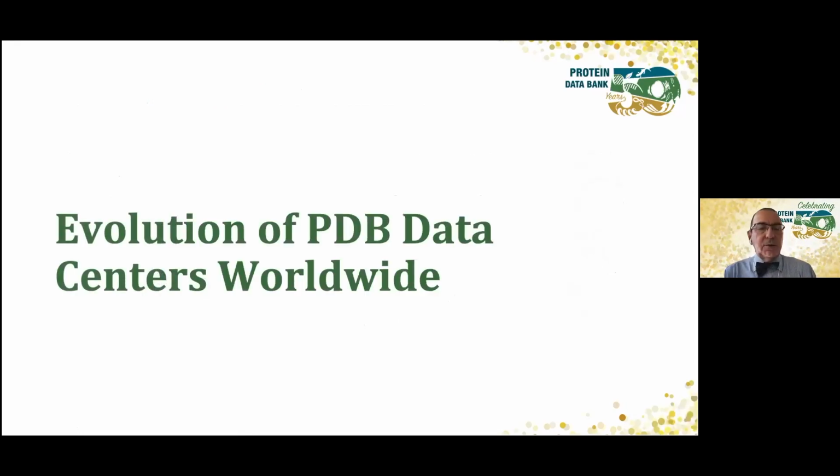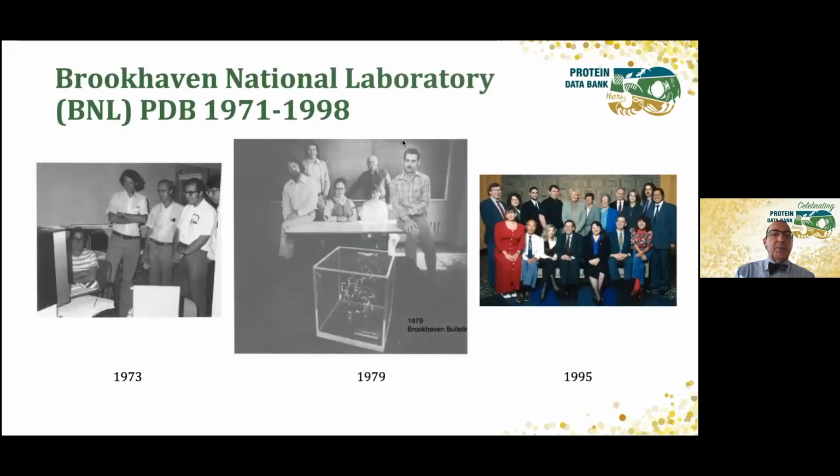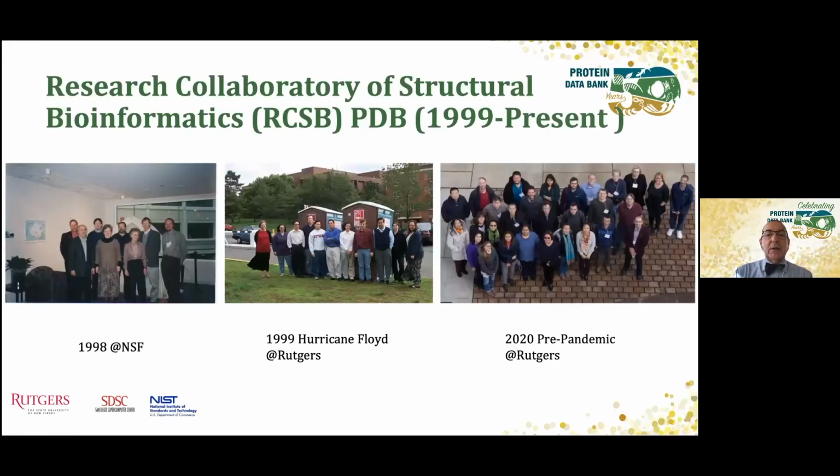We now turn to the evolution of the PDB data centers worldwide and the basis of the modern Protein Data Bank. So initially, the PDB was at Brookhaven. It was frequently referred to as the Brookhaven PDB from 1971 to 1978. And you can see that the team grew and the mode of photography changed from black and white to color. In 1999, the National Science Foundation, which was the principal funder of the Protein Data Bank in the US at the time, made the decision to move the PDB from Brookhaven to Rutgers University.